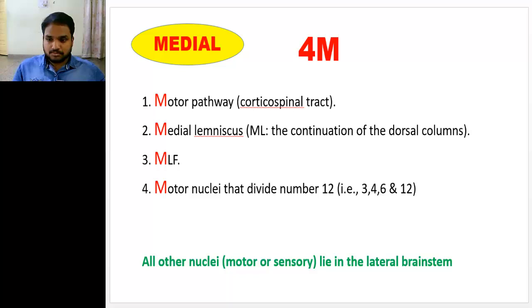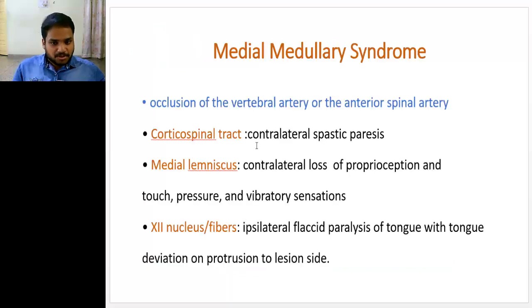So the corticospinal tract is involved. There would be a contralateral spastic paresis, and the medial lemniscus is involved. So the dorsal column is involved, right? So there would be contralateral loss of proprioception, touch, pressure and vibratory sensations, and the 12th nerve nucleus or the fibers are involved. So there would be ipsilateral flaccid paralysis of the tongue, right? We have discussed the lower motor neuron lesions of the tongue in the previous video, yesterday. So that is the 12th nerve nucleus. Fine. So that is the medial medullary syndrome.